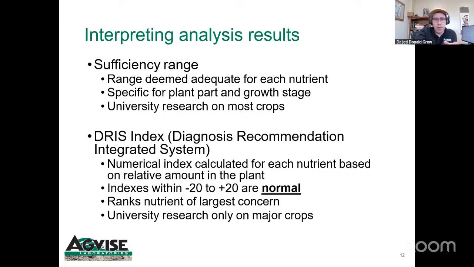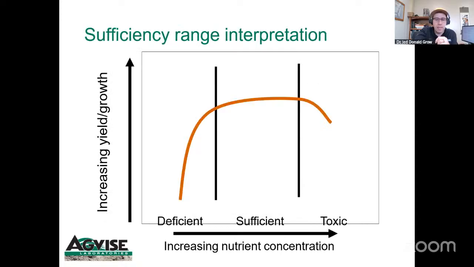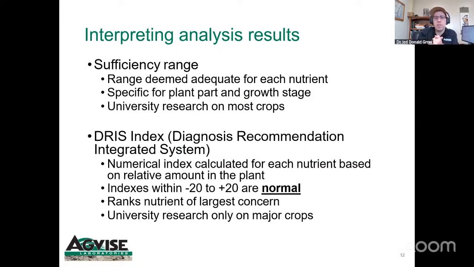So when you do get your plant tissue result, you'll have a sufficiency range and you'll have a DRIS index. Sufficiency range tells you whether or not you have enough nutrients there for adequate growth. Again, this is dependent on the specific plant part and the growth stage of the plant. All of this is based off university research, where they'll add certain nutrients, look at the soil test level, and look at the resulting plant tissue level up until they have 100% yield. And then any amount of nutrient above that, we'll talk about that as luxury uptake.